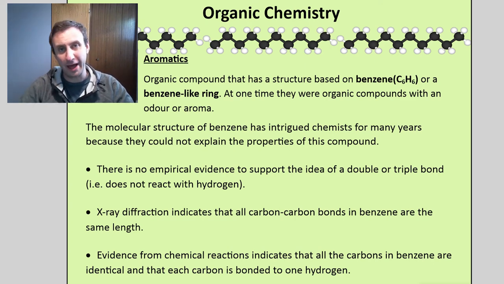Let's talk about aromatic hydrocarbons. Now, this is actually kind of a misleading title because we're not going to be talking about all kinds of aromatics, which is a whole class of hydrocarbons. We're really just going to be talking about one aromatic, the most important aromatic, which is benzene, C6H6. So organic compounds that have a structure based on benzene, that's kind of misleading, but great for Chem 30. We're going to go with that.